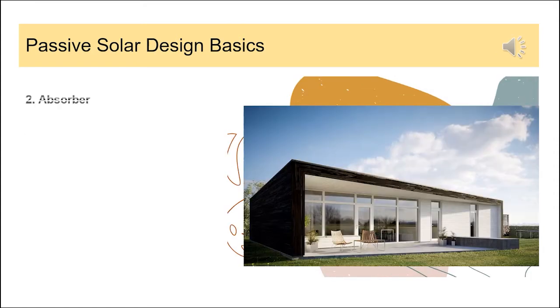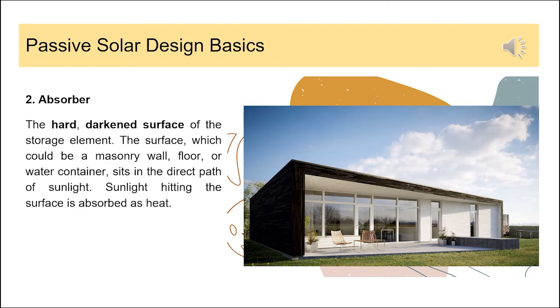The second element is an absorber. If you want to have a good passive solar system in your design, you can use materials made of hard or darkened surface, which is used as a heat storage element for your house or buildings. The surface that absorbs the heat could be a masonry wall, floor, or water container, which sits in the direct path of sunlight. And the sunlight hitting the surface is absorbed as heat to warm up the buildings.